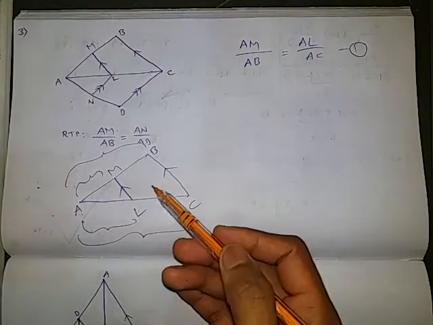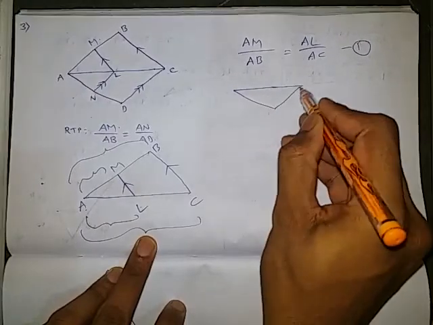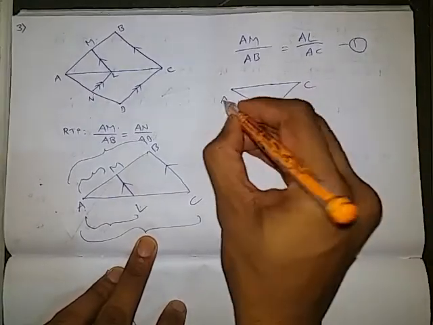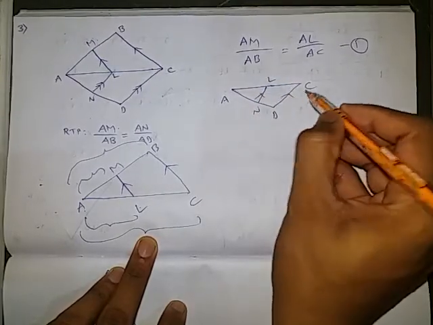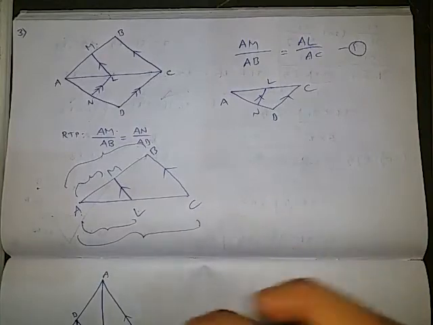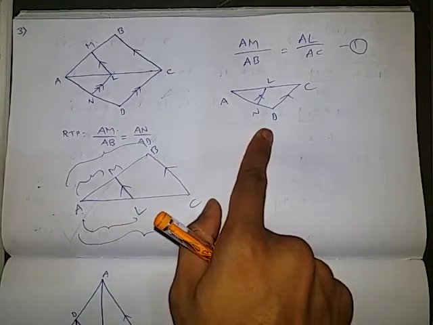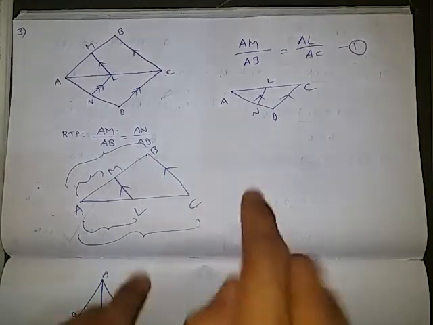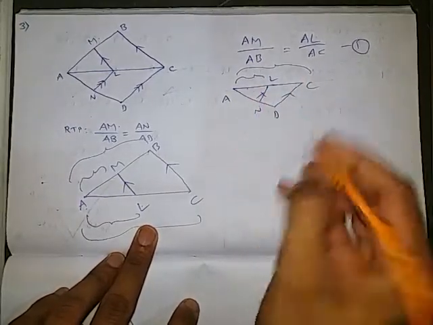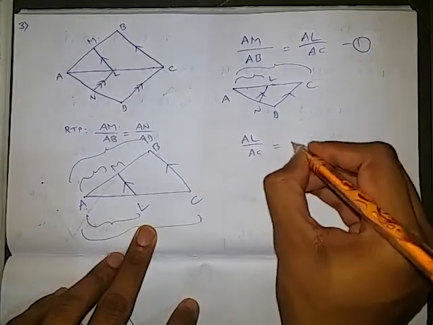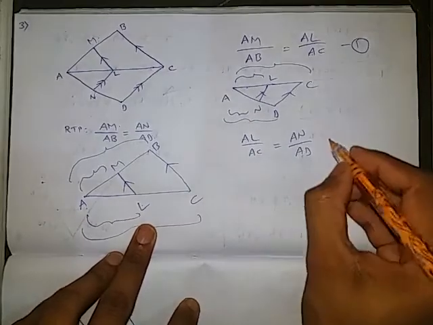Next, here I took the upper triangle, now I will take the lower triangle. Here we have DC, here A, and in the middle one line, that is LN. So these two lines are parallel to each other here. Now here also, for this triangle I will apply upper one by total. So in this case also I need to do the same, that is upper one by total only. So now this is upper one and this is total. AL by AC is equal to AN by AD. Here upper one by total, AN by AD. Now this is the equation 2.